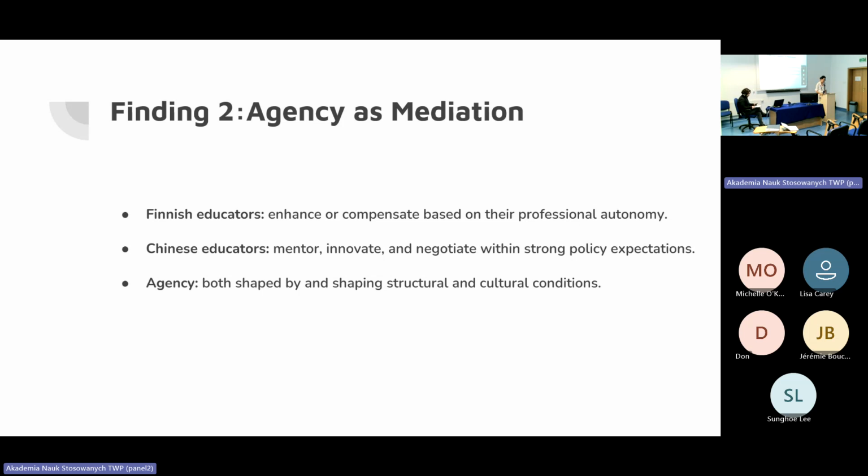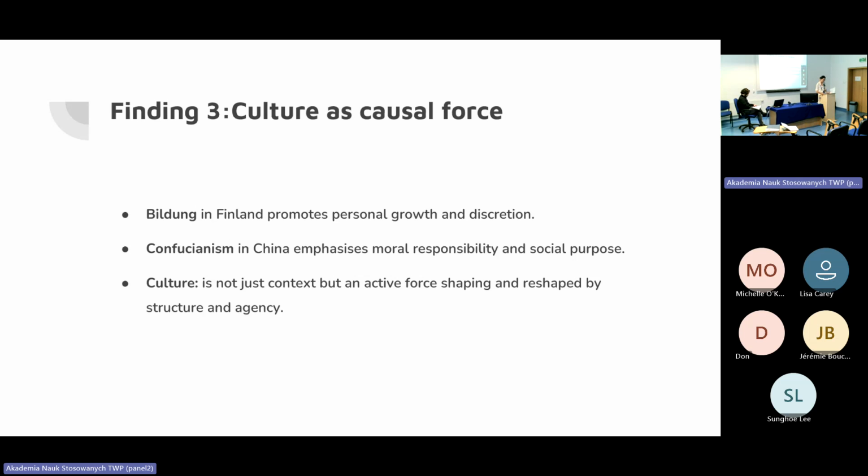In Finland, teacher educators exert agency through curriculum interpretation, pedagogical innovation, taking on roles as researchers, curriculum designers, and reformers. In China, despite tighter constraints, educators express agency through ethical mentoring, local adaptations of policy, embedding moral values into standardized instruction. In both contexts, agency is not just reactive, but reflective and value-driven. Teacher educators actively shape their roles, curricula, and practices in ways that engage and mediate structural conditions.